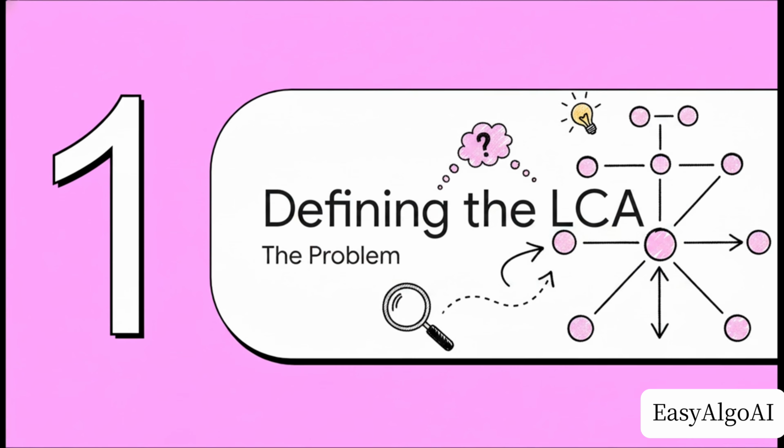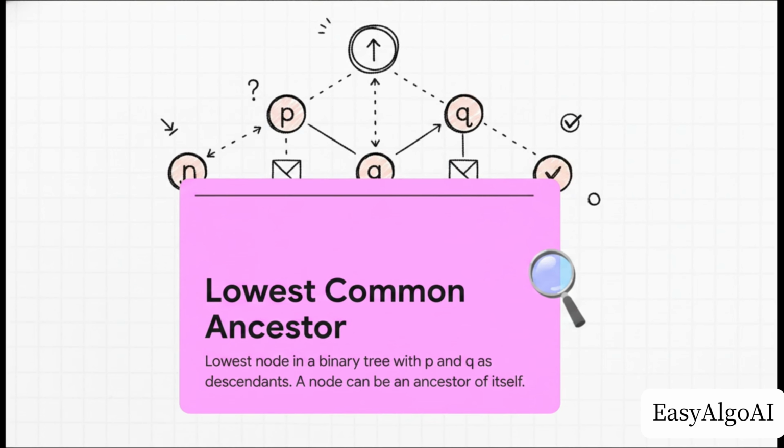All right, Section 1, defining the LCA problem. At its core, you can really just think of this as a massive family tree. The lowest common ancestor is simply the lowest node in a binary tree that has both of our target nodes, which we'll call P and Q, as its descendants. But there's a really crucial caveat you've got to keep in mind here. A node can actually be considered an ancestor of itself. Keep that little detail in your back pocket because it is a vital piece of the puzzle when we start writing our logic later on.